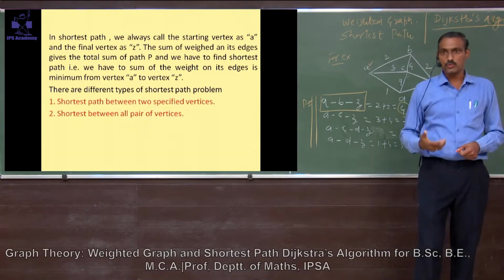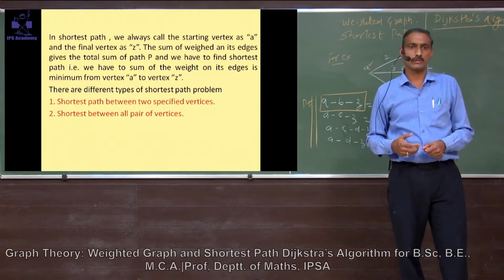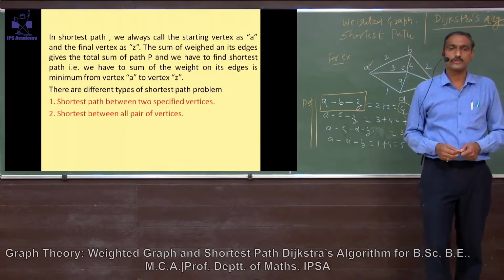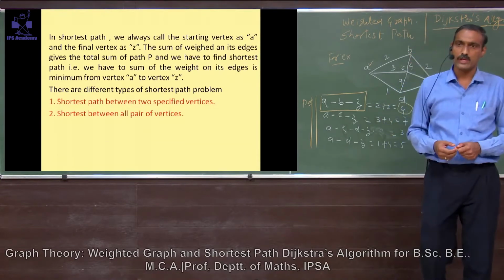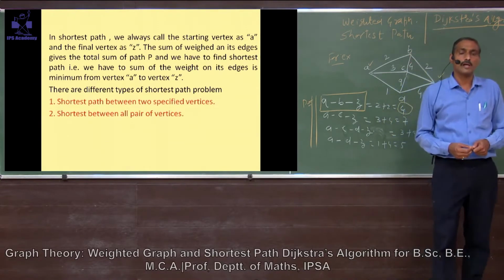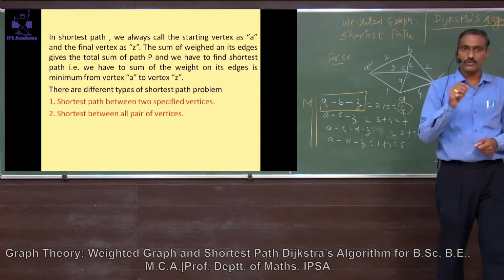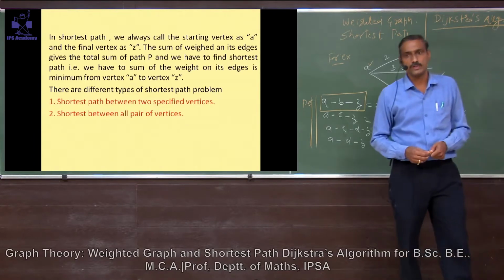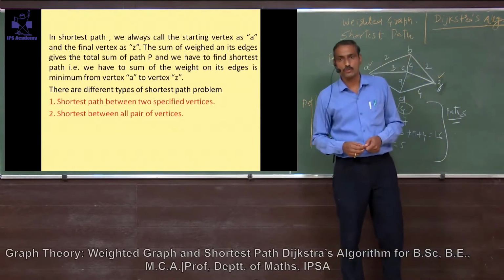So there are two different types of shortest path problem. First is the shortest path between two specified vertices, and second is the shortest path between all pairs of vertices. For the first, the shortest path between two specified vertices, we will use Dijkstra algorithm.